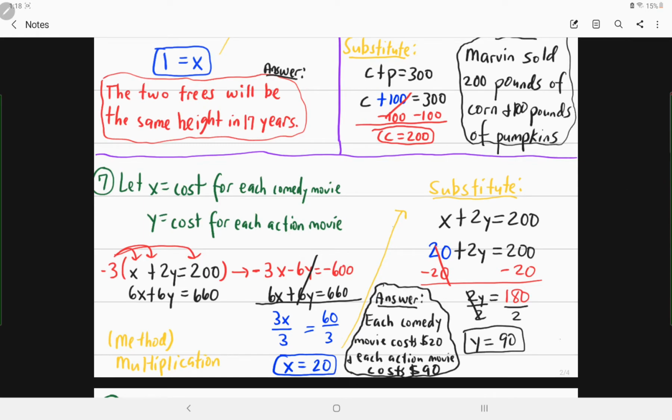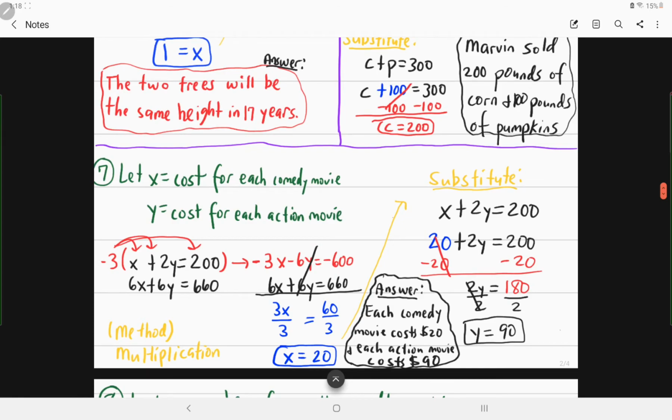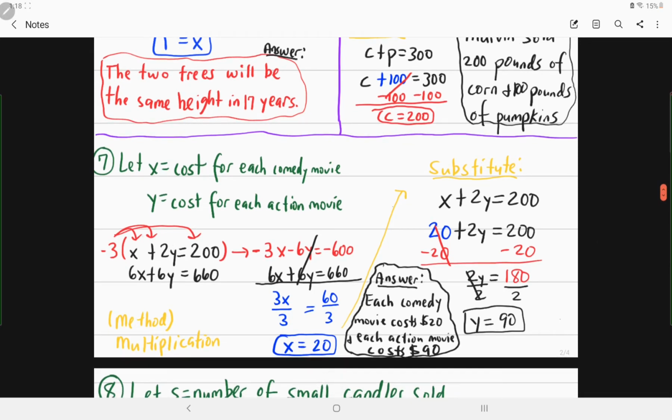Number 7 is very similar to number 6, where we have two different things, two different equations. We have comedy movies and we have action movies. So again, you can use any variable you want. I just chose X to represent the cost for each comedy movie and Y for each action movie. Of course, you could use C for comedy and A for action. But whichever variables you choose, this one actually does give you both of the equations, x plus 2y equals 200. And then the other equation was 6x plus 6y equals 660.